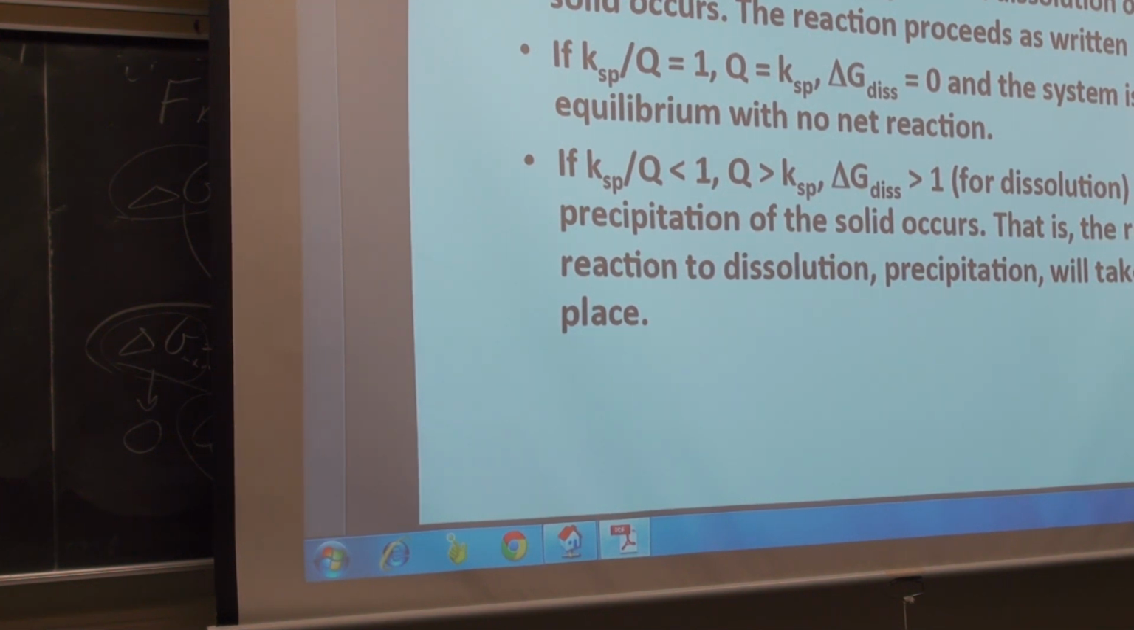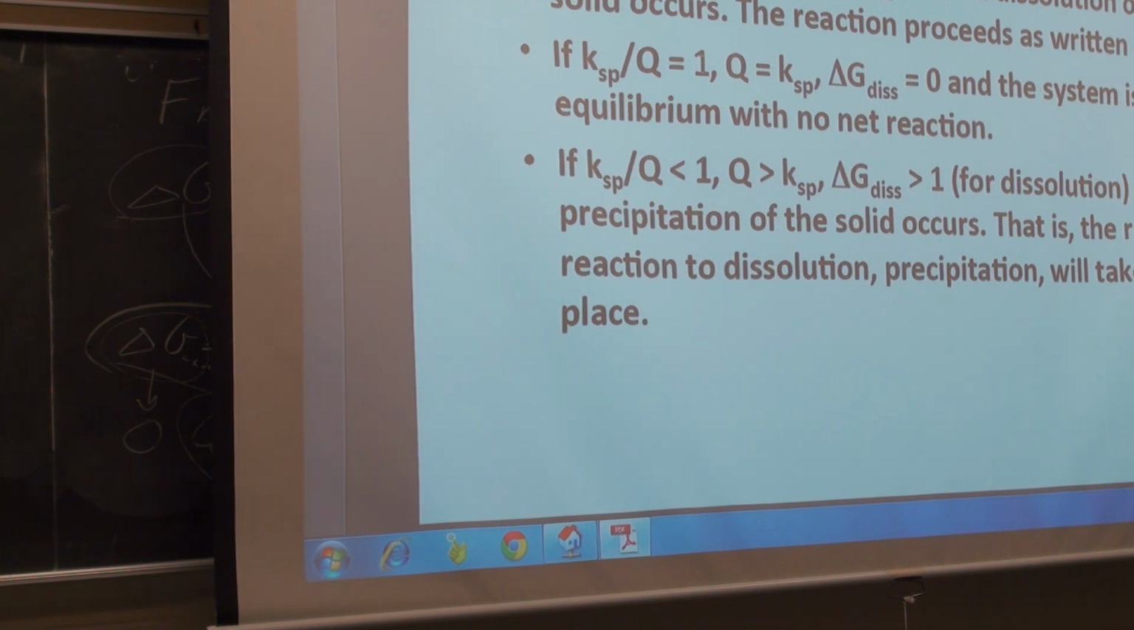February 28th notes. And so if this quantity right here is greater than 1, that means that the Q is less than the KSP or the KEQ. And so delta G of dissociation is going to be less than 1 and the dilution occurs. And so you can walk this through.